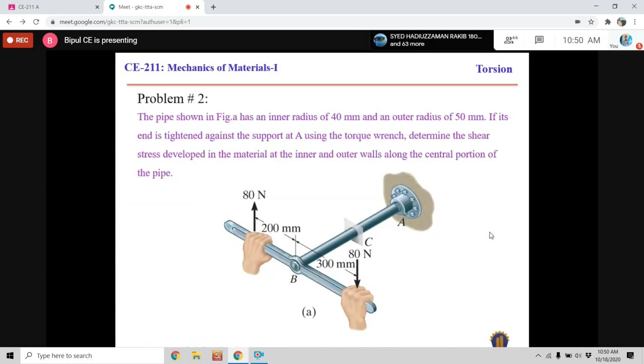And what is the time? Okay, time is over. I am trying to solve this problem very quickly, and there is another problem. Okay, no problem. I will explain it in the next class.